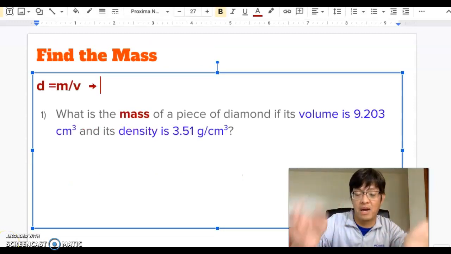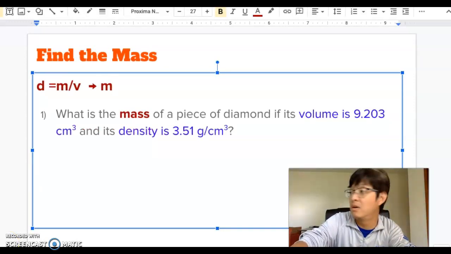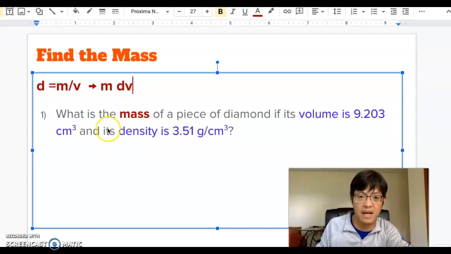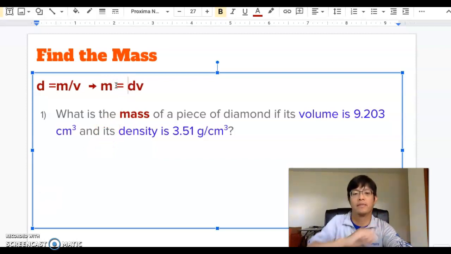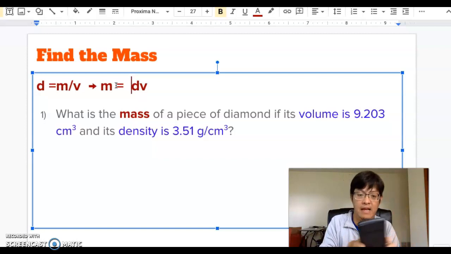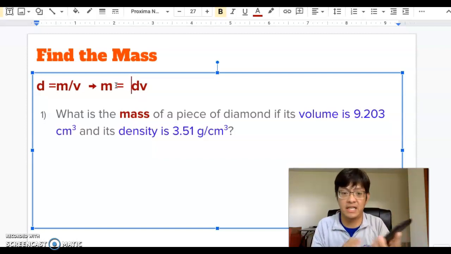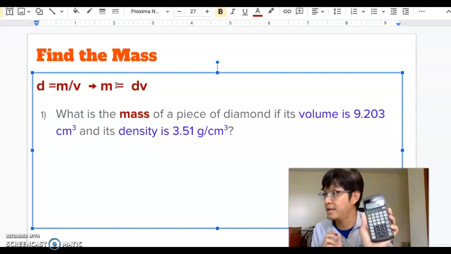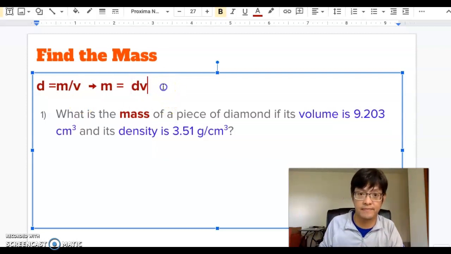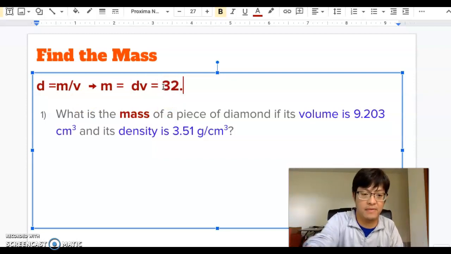So by rearranging it, I get M equal dV. So now all I have to do is plug it in and punch it out. So I grab my calculator and I punch in D first. D is 3.51 times the volume, which is 9.203. And my answer is this long number, but please don't write it down yet.